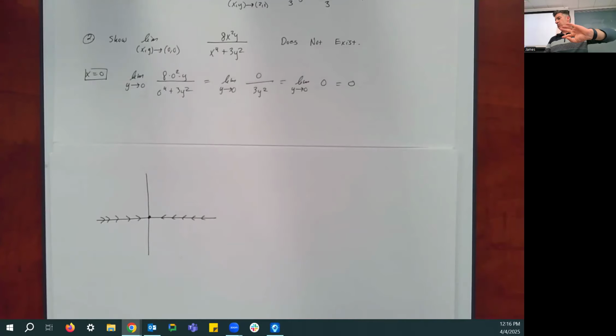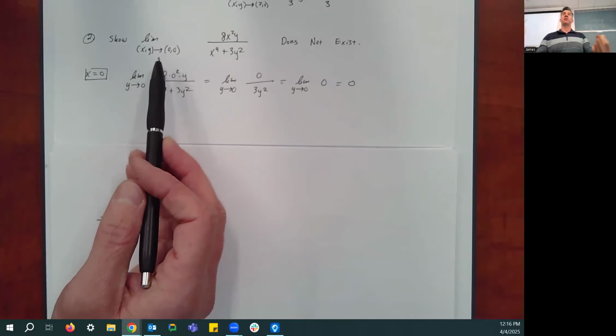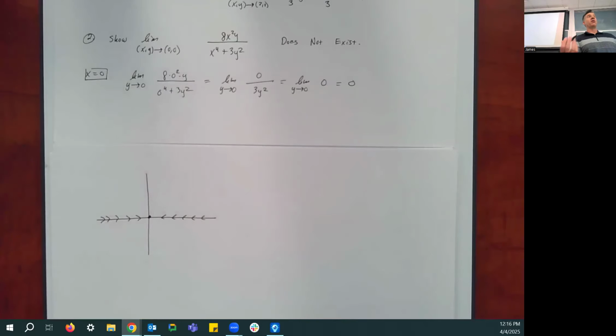There's something else I want to say here. The only restriction is that your path, your curve, your line, your parabola, whatever it is, has to go through the point that x comma y is approaching, which is why the origin is usually so nice, because there's lots of different functions that go through the origin that are easy to come up with. So let's look at another possible choice.